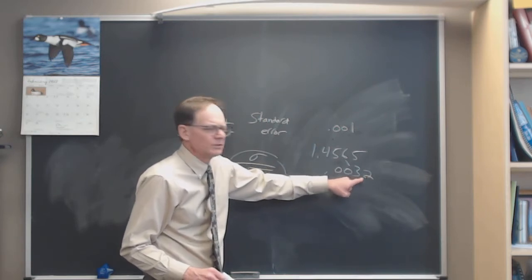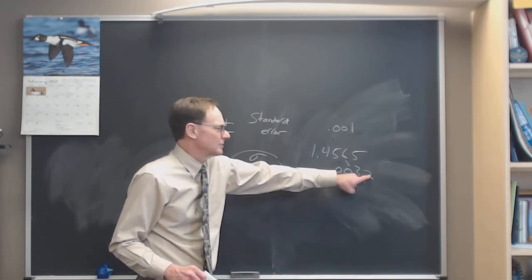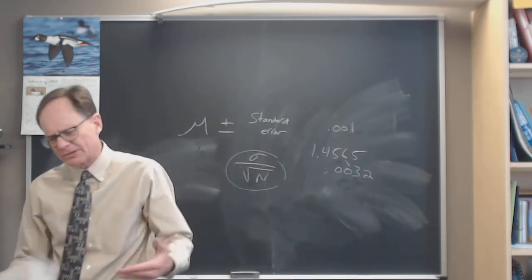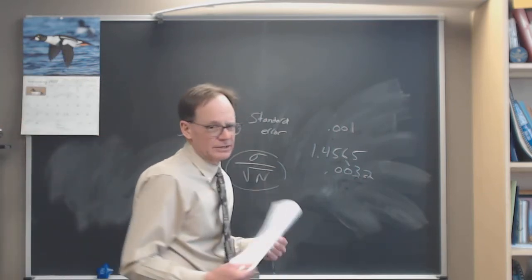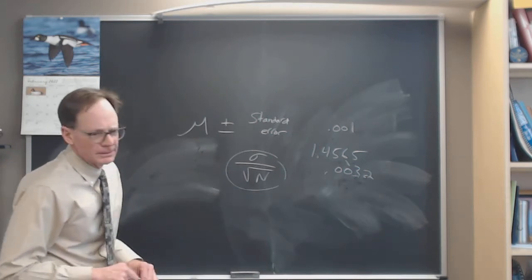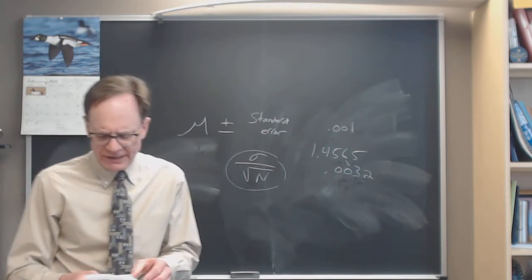And I'd probably keep 2 digits of precision out here most of the time. Keep 2 digits in your uncertainty, just because it gives us a little bit better, we avoid some rounding error issues when we go to calculate probabilities later on. So that's what we have there.